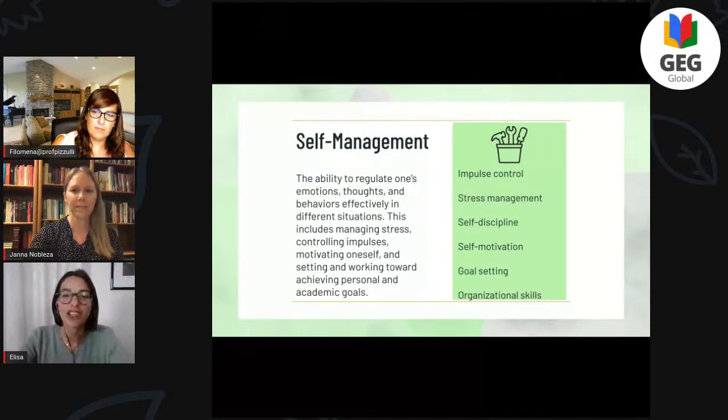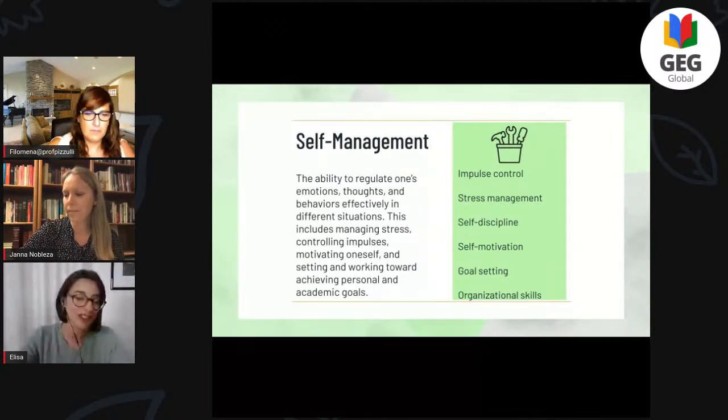As you can read here, it's the ability to regulate one's emotions, thoughts, and behaviors effectively in different situations. One of the most common things that can happen to both teachers and students, and I'm sure many of you will agree with that, is that we have to deal with stress.